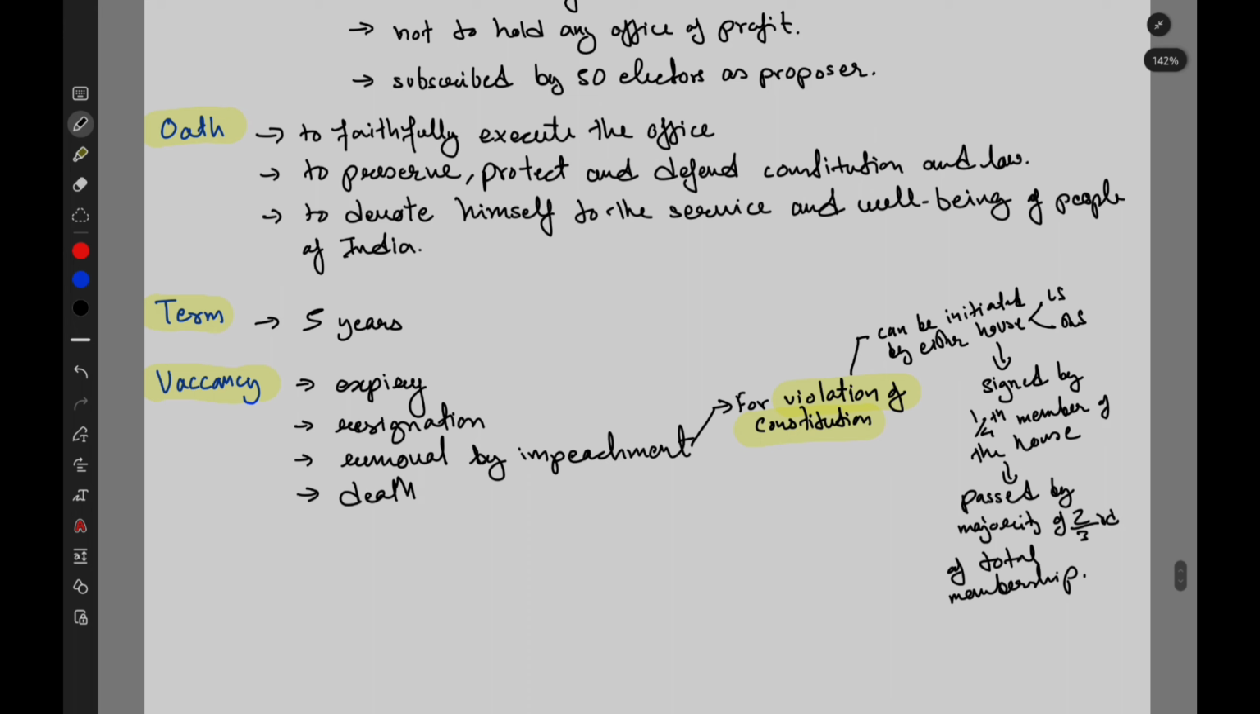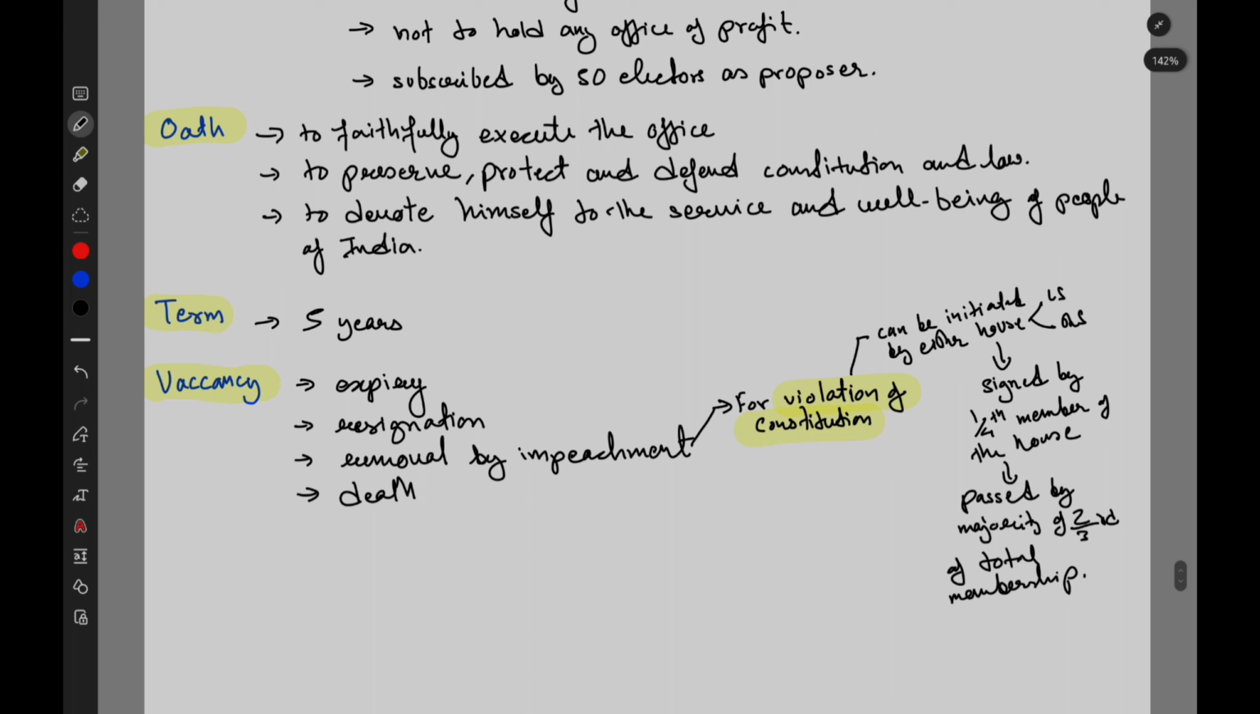The president has to take the allegiance, to faithfully execute the office, to preserve, protect and defend the constitution, and to devote himself to the service and well-being of the people of India. So this is about the oath. Now, what is the term? The term of the president is 5 years. We all know this. Recently the election for the president was also done.